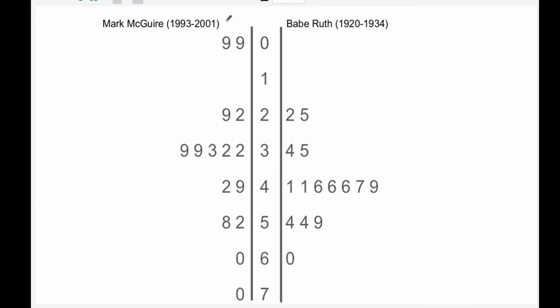Here we have Mark McGwire with his career from 1993 to 2001, compared to Babe Ruth, the data that we just visualized, from 1920 to 1934. So we might ask, who was the more impressive player in terms of home runs?